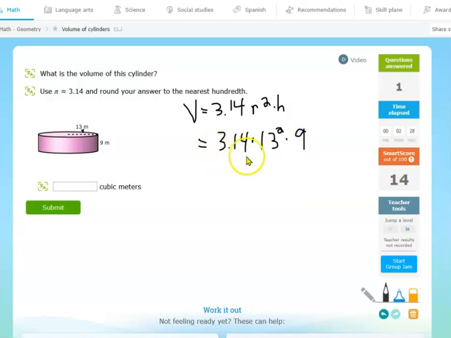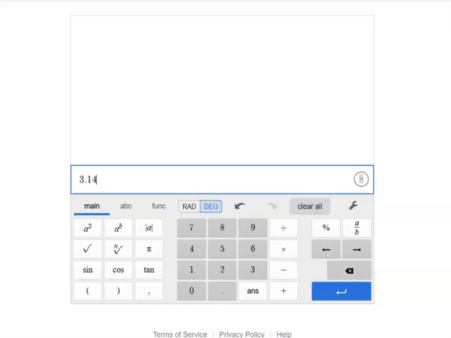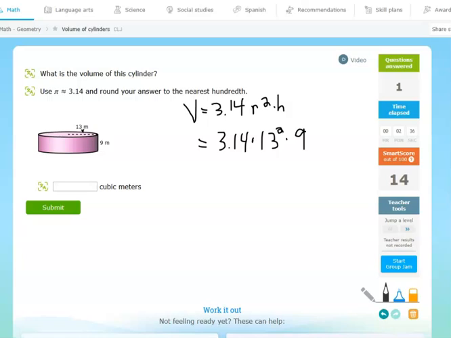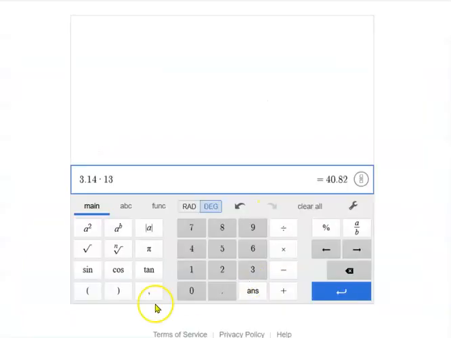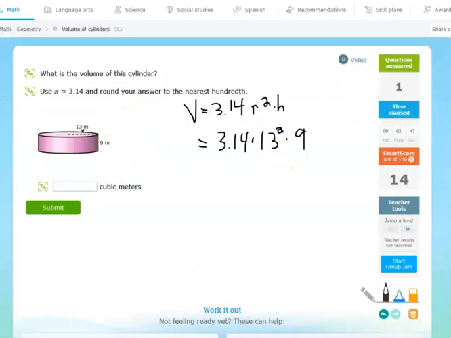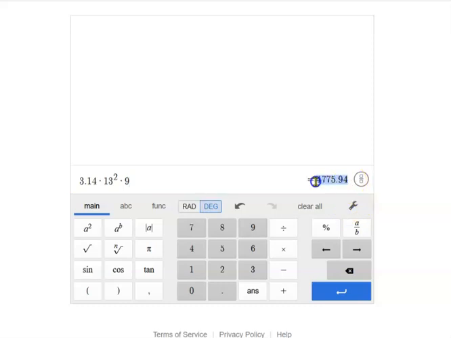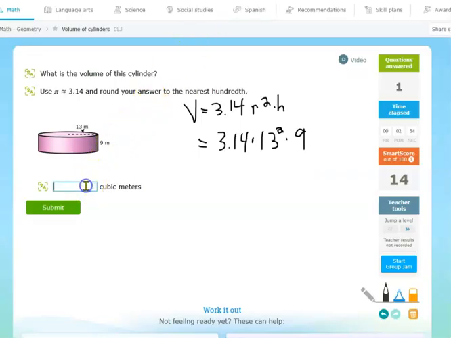Let's pop this in. So 3.14 times 13 squared times, whoops, our height of 9. Okay, and I think they want us to round to the nearest hundredth, which is 2 digits to the right of the decimal point, and that's what we have here. Again, no rounding needed. We're just going to put that answer in just the way it is.